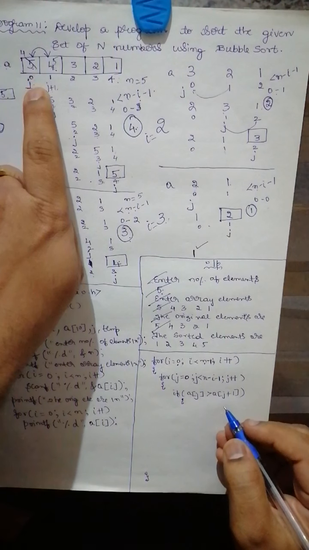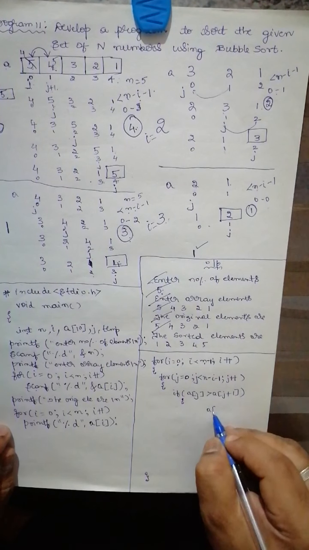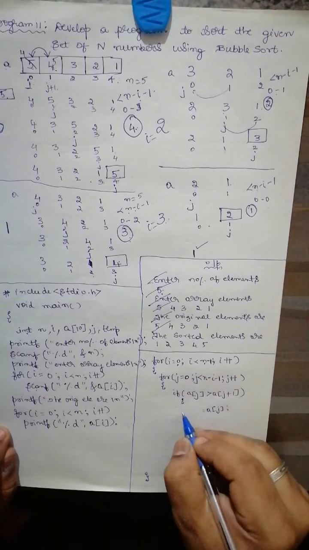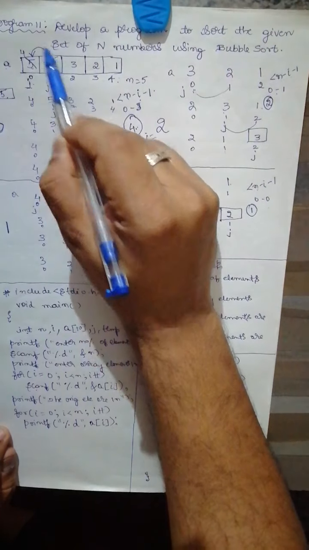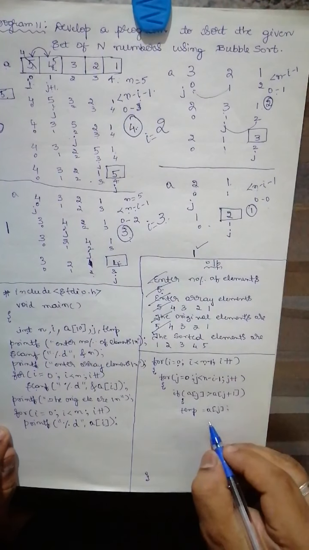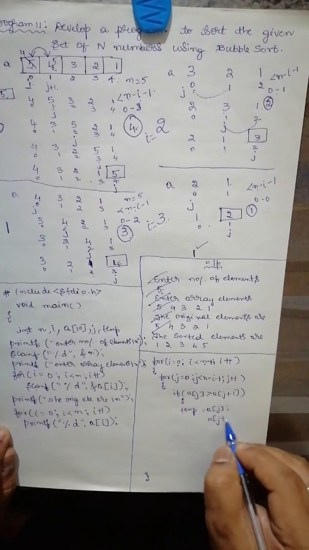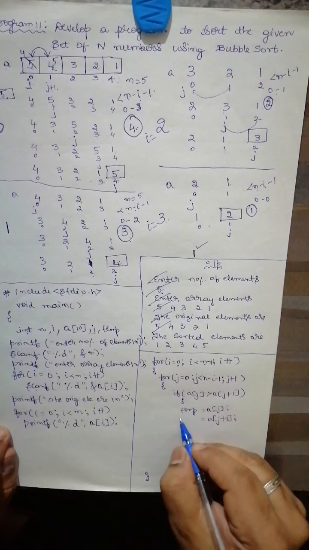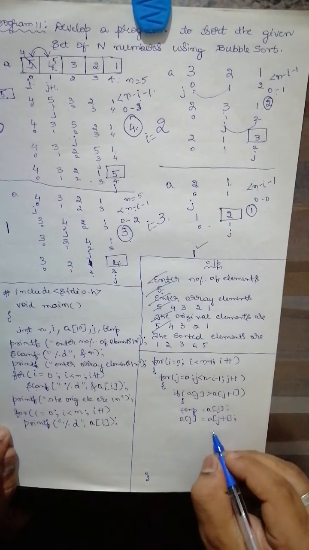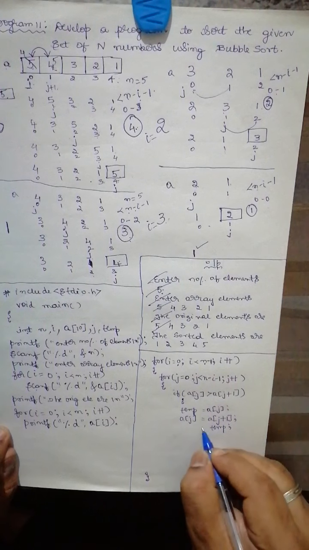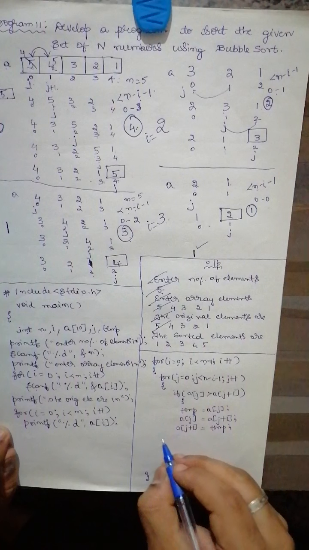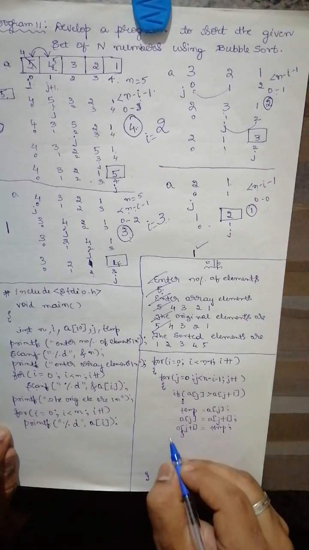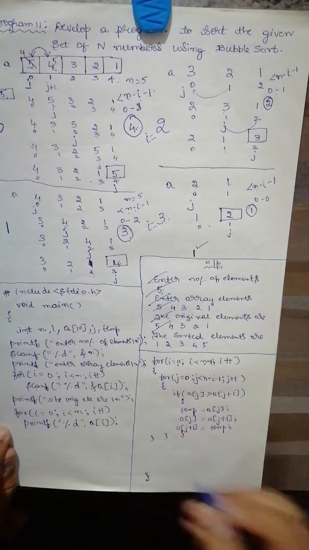First give the A of J value to temp. So let me give A of J to temp. Now give the A of J plus 1 value to A of J. Now give the temp value to A of J plus 1. That's all the logic. So close the if statement, close the inner for loop, close the outer for loop.